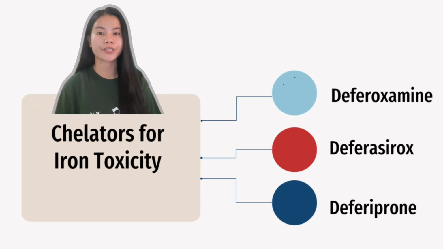Chelators for iron toxicity. We have three chelators with a high affinity for iron. These are deferoxamine, deferasirox, and deferiprone. These are used to treat iron overload caused by chronic blood transfusions in patients with transfusion-dependent anemias. Only one of the drugs, deferoxamine, is also indicated for acute iron poisoning.